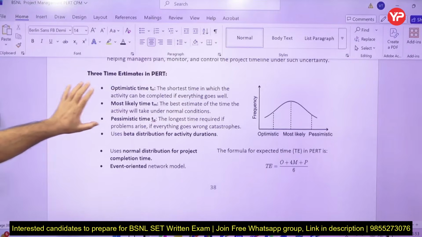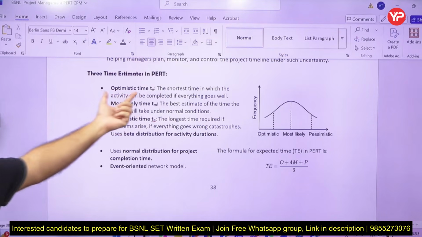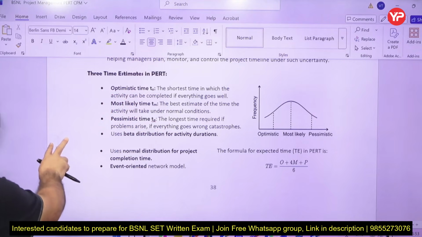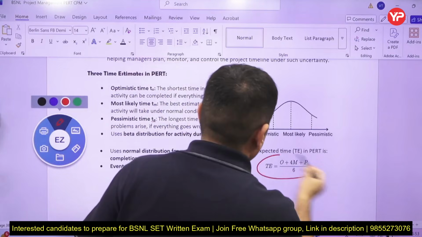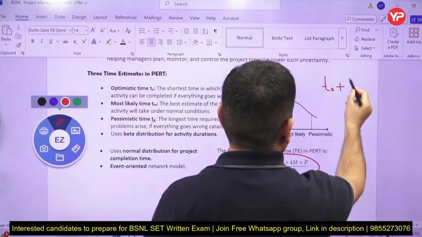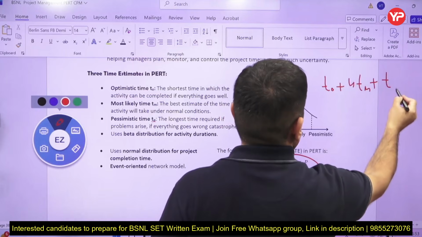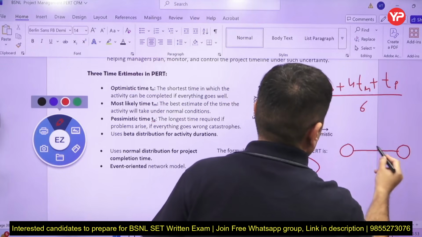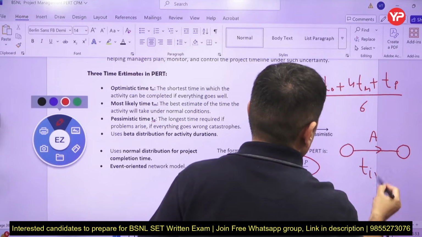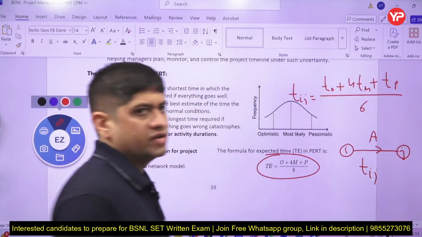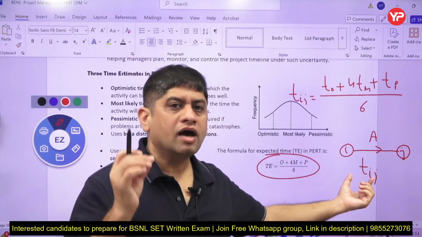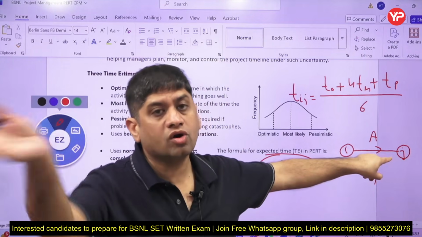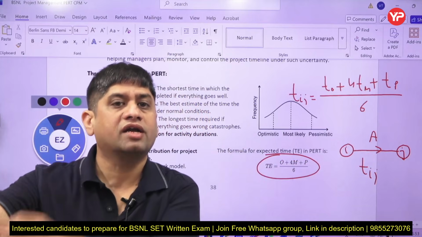3 time estimates are this: optimistic time, shortest time 25 days as I told you, most likely on an average, pessimistic, everything goes wrong. And from this 3 time duration, how do I calculate the estimate time? Optimistic time, T optimistic, plus 4 times most likely time plus pessimistic time divided by 6 is the Tij. Now what is Tij? Let us say this is activity A. So time taken, this is I node is the initial node, J is the finish node. I completed activity A. Activity A starts from node or event I, J is the end node or end event, and Tij is the time for activity A.